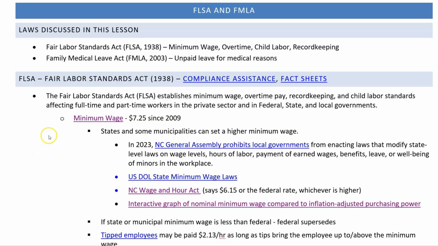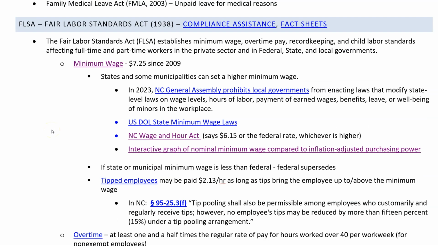So, Fair Labor Standards Act, again passed in 1938, it established the minimum wage, overtime pay, record keeping, and child labor standards affecting full-time and part-time workers in the private sector and in federal, state, and local governments. We've all got some kind of awareness of the FLSA because we're kind of aware of what the minimum wage is, or at least that there is one.